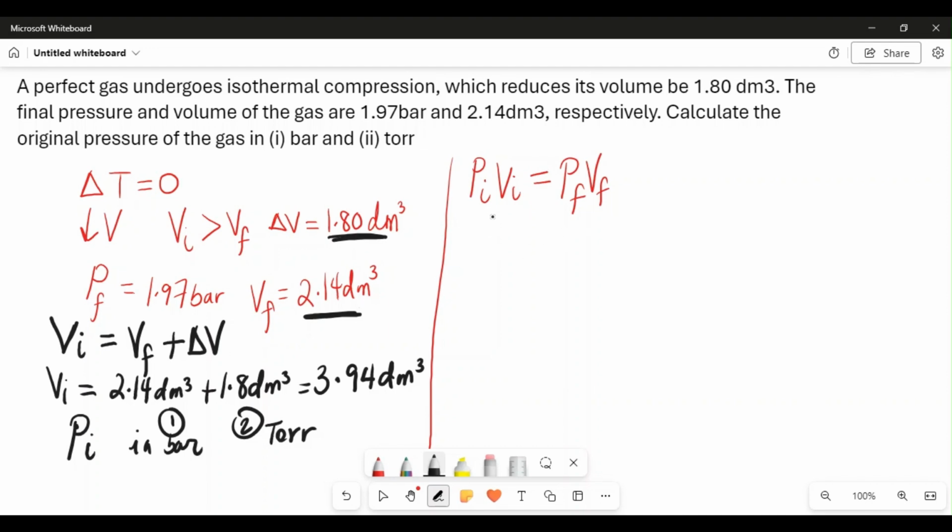So we have our P initial to be, we don't know, that's what we're solving for, so we're going to just simply have P final times V final over V initial.